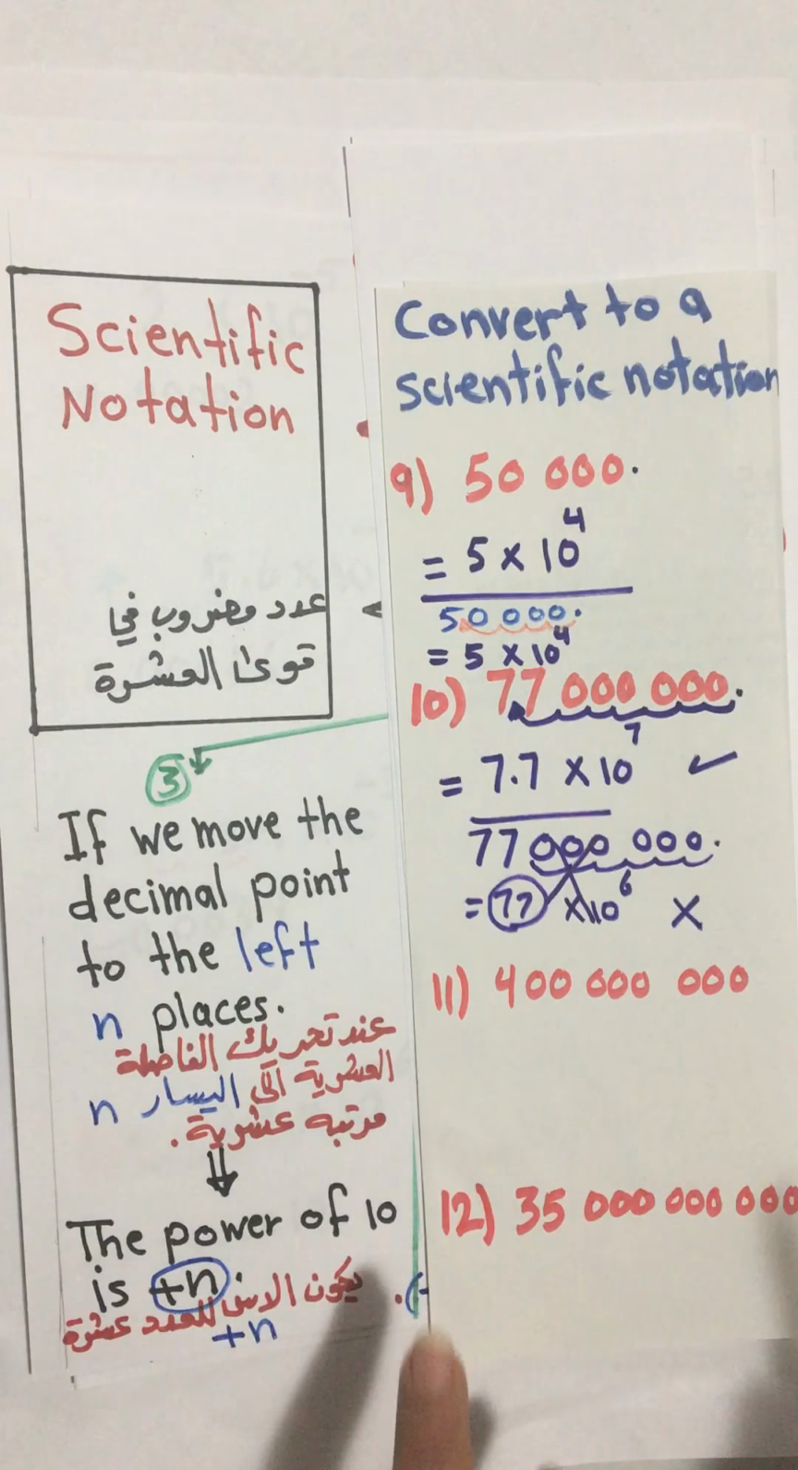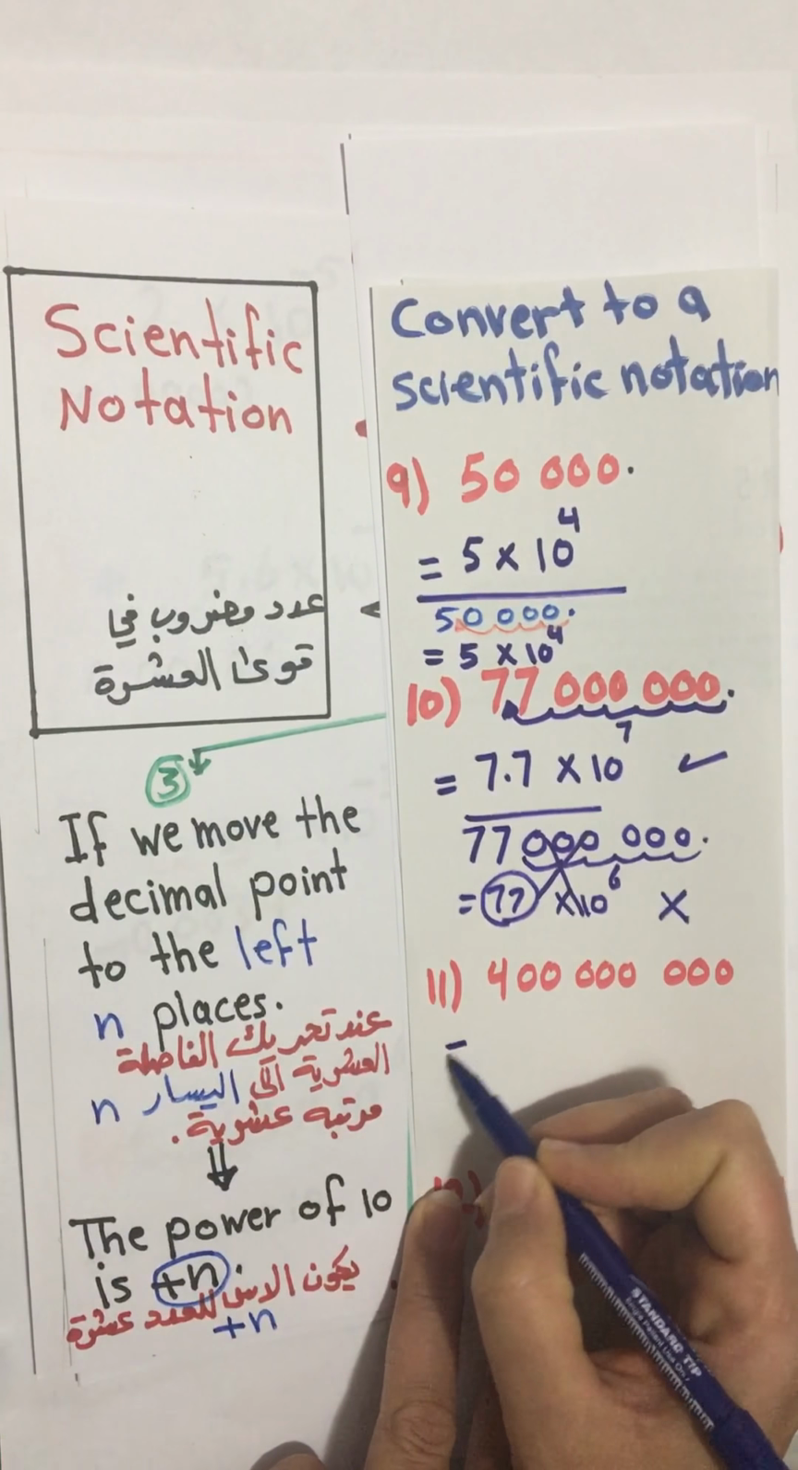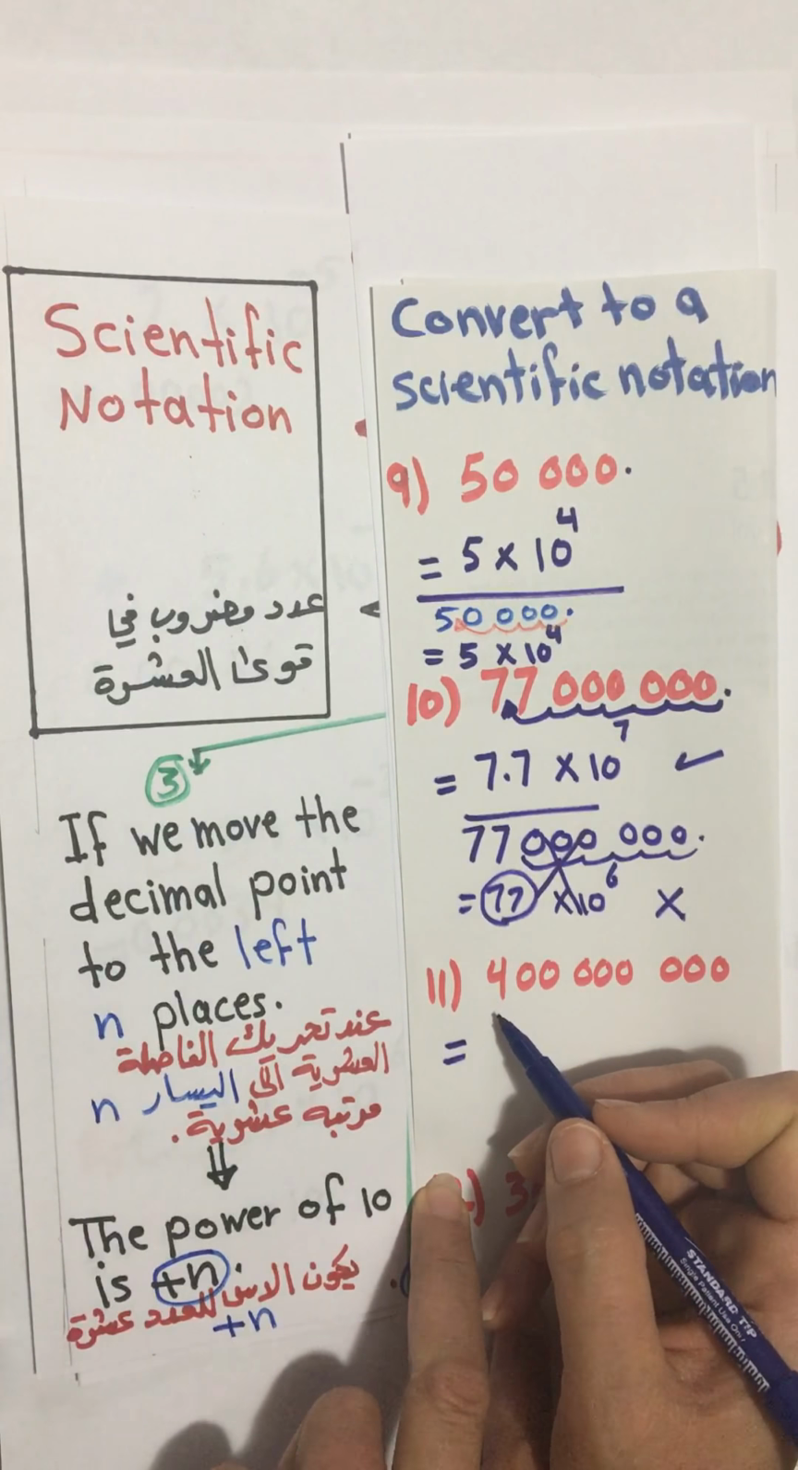400 million. So 4 is less than 10 and greater than 1.